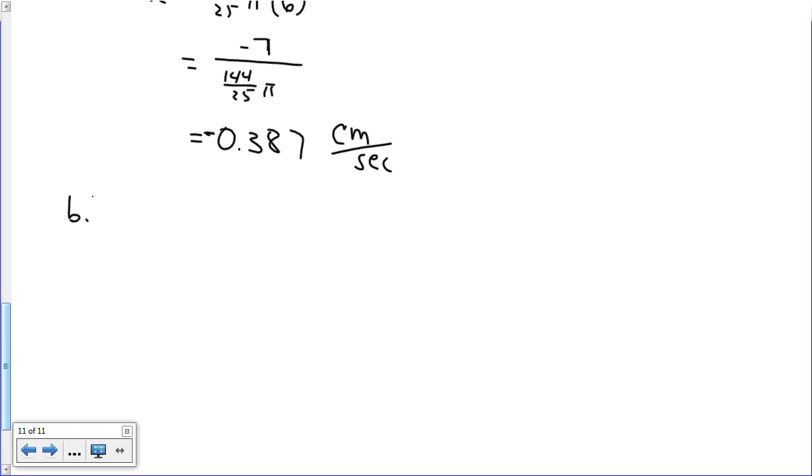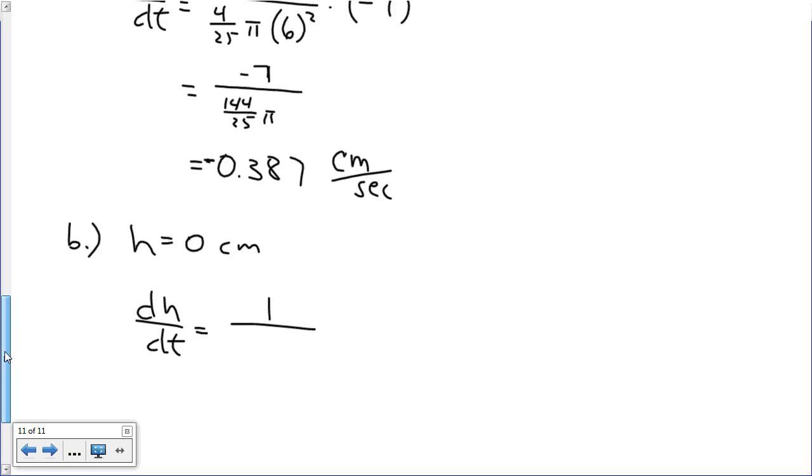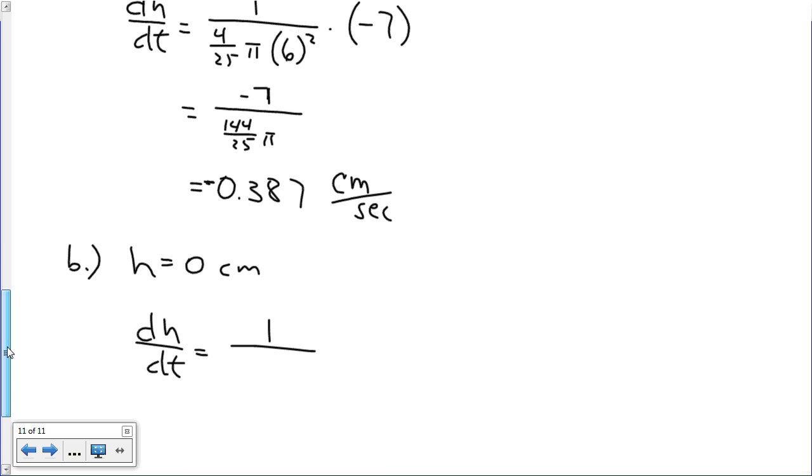All right, take a look at part B now. Part B of this said do the same thing, but now when the last drop leaves the cup, at the instant when the last drop leaves the cup. So that's when h was equal to 0. So at h equals 0, let's write down what dh dt is equal to. It's again 1 divided by, let me scroll up to remember what that formula was. It was 1 divided by 4 over 25 pi times h, which is 0 squared, times the negative 7. You can see we're going to run into a problem there because we're dividing by 0.